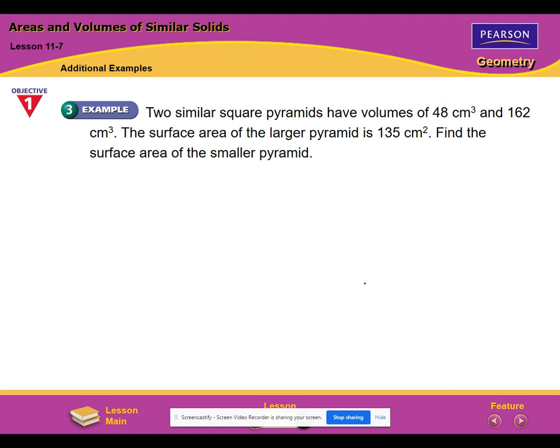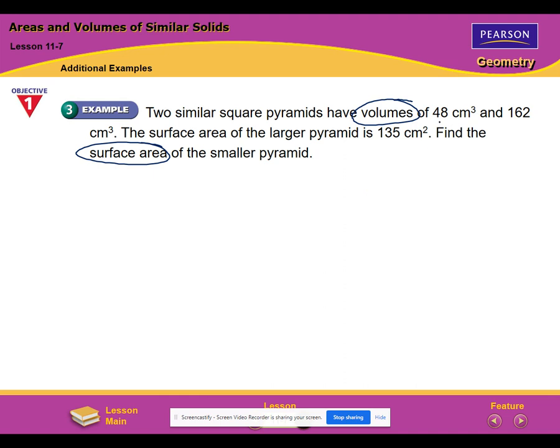Two similar square pyramids have volumes of 48 cubic centimeters and 162 cubic centimeters. The surface area of the larger pyramid is 135 square centimeters. Find the surface area of the smaller pyramid. So notice they're giving us information on level 3, and they're asking for information that's on level 2. Now here's the way you're going to want to do this. I don't ever teach, and I don't even really know how it would go to teach, that you can go from level 3 to level 2 directly, or from level 2 to level 3 directly. What we should do is take everything back to level 1, and then if we have to go further than that, we can do that.